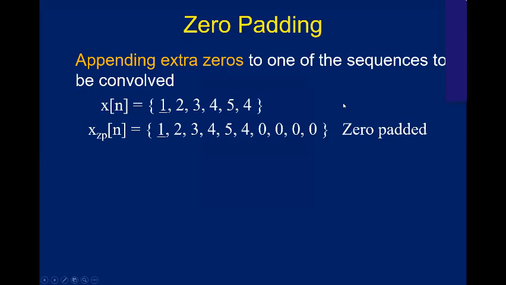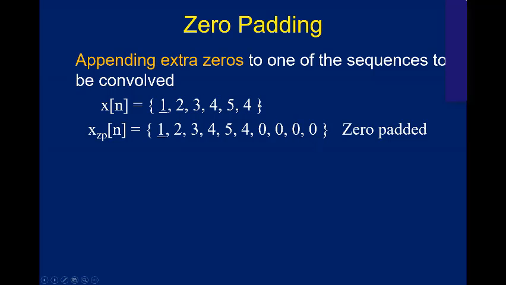So if this was an input signal x sub n and it was a finite length signal, had the values 1, 2, 3, 4, 5, 4, and then zeros everywhere else. A zero padded version of that signal would be 1, 2, 3, 4, 5, 4, and some number of zeros afterwards.